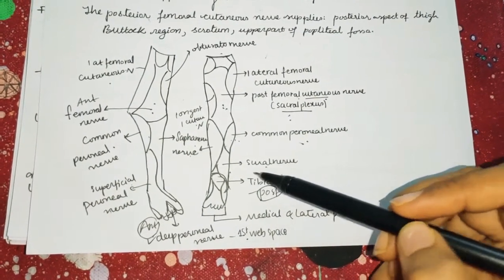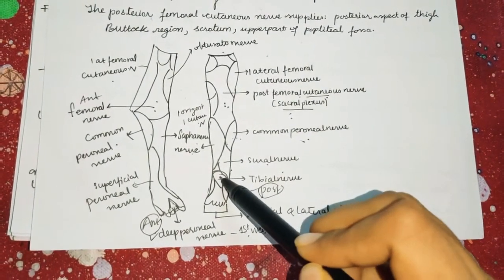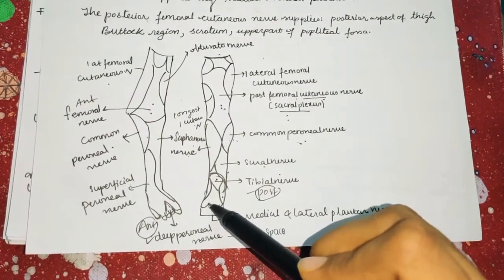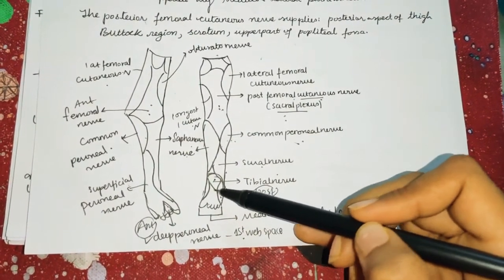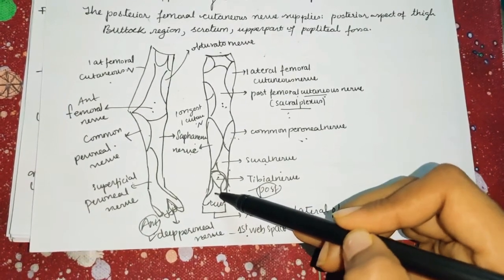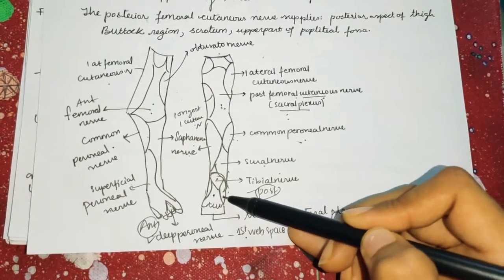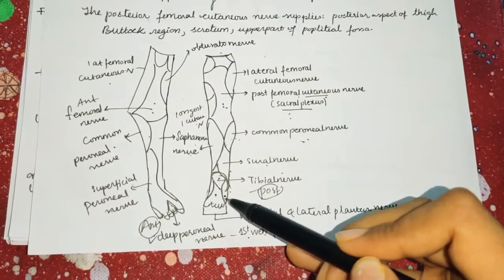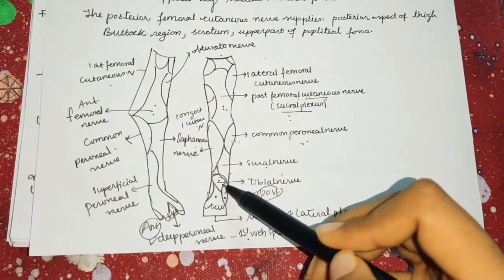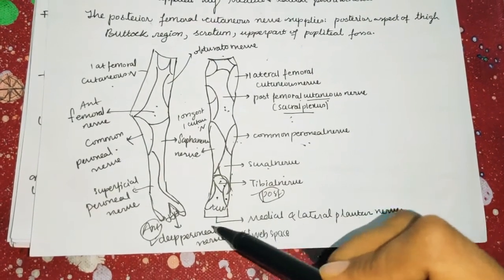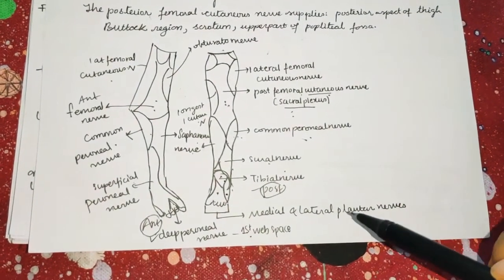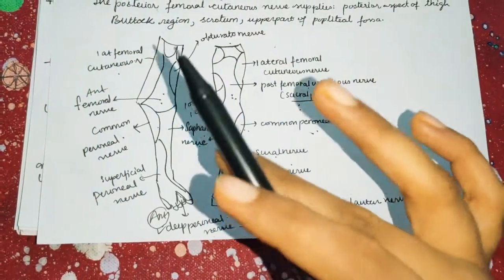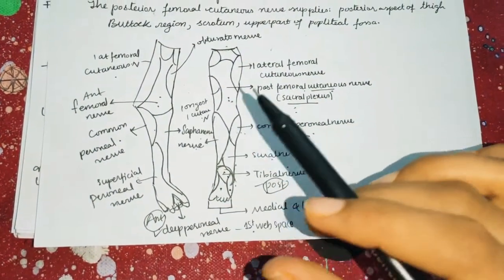And the heel area is supplied by the tibial nerve, and the sole is supplied by the medial and lateral plantar nerves. This is the medial side, right? So it is supplied by the medial plantar nerve, and this part is supplied by the lateral plantar nerve. The medial and lateral plantar nerves are in turn branches of the tibial nerve. So the tibial nerve supplies the heel, and the sole is supplied by the medial and lateral plantar nerves. By this we have completed the cutaneous supply of the anterior and posterior sides of the whole leg.